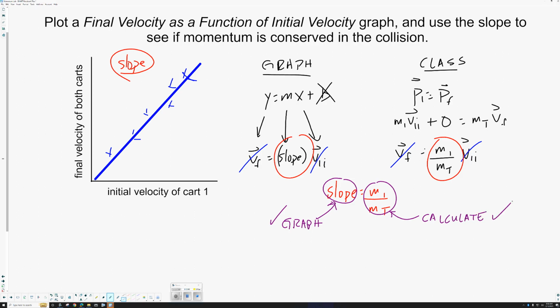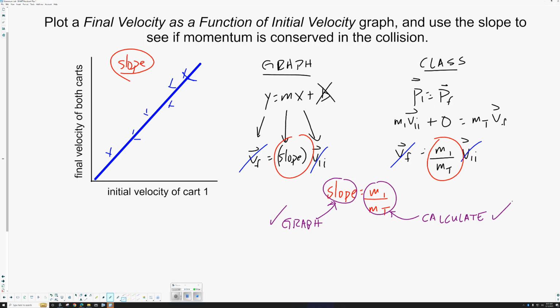Here's the thing. Theoretically, we know by this graphical analysis that these two should be the same, right? If they are the same, so you're going to determine the slope from Google Sheets. You're going to calculate mass 1 over mass total. They should be the same. If they are the same, then we've just verified the law of conservation of momentum.